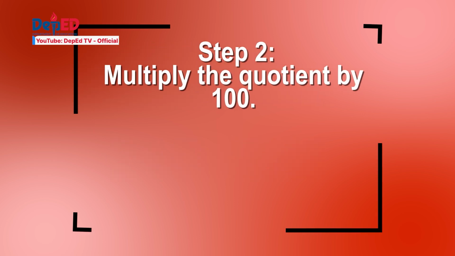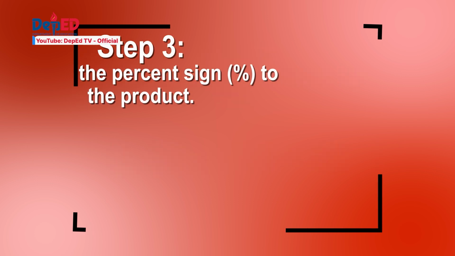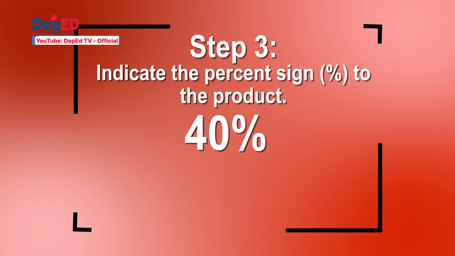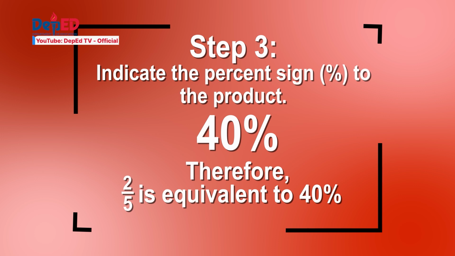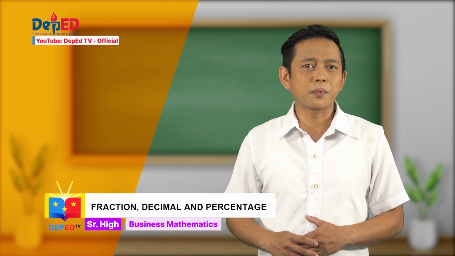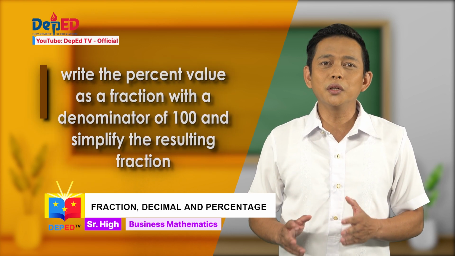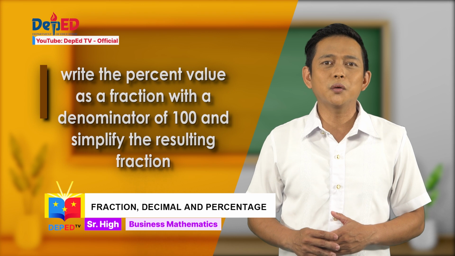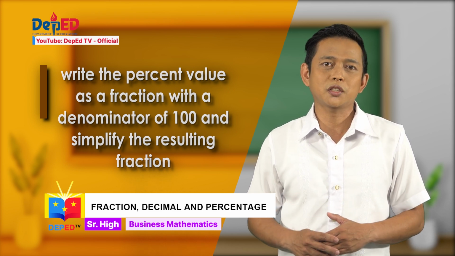Step 2. Multiply the quotient by 100. 0.40 times 100 is equal to 40. Step 3. Indicate the percent sign to the product. 40%. Therefore, 2 over 5 is equivalent to 40%. On the other way around, in converting or expressing percentage to fraction form, if the percent value is a whole number, we write the percent value as a fraction with the denominator of 100 and simplify the resulting fraction.